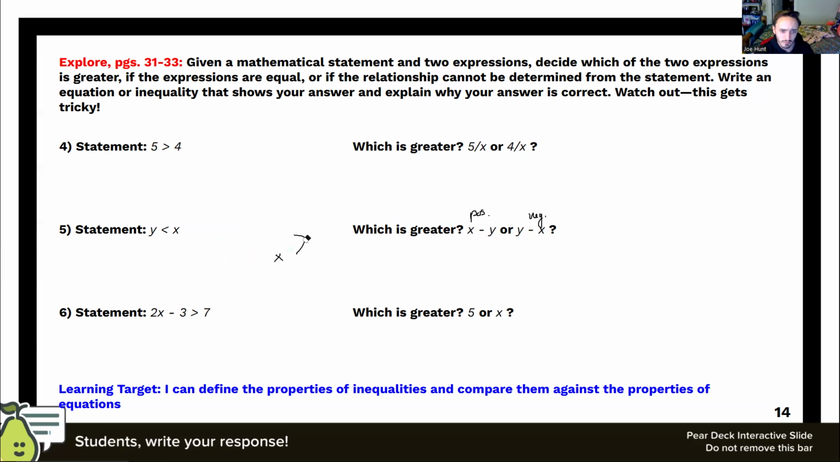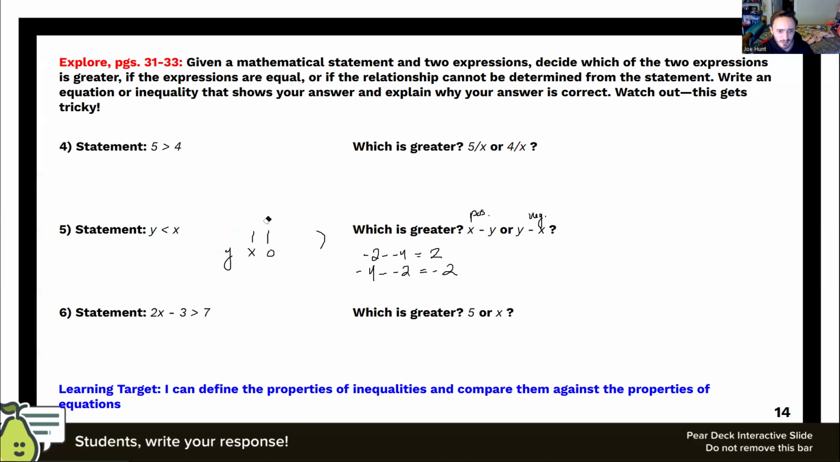But what if they're both negative? Let's say that instead of both being positive, x is a little closer to 0 than y. If I say x is negative 2 and y is negative 4 as an example, then negative 2 minus negative 4 is going to look like positive 2. And if I do it the other way around, negative 4 minus negative 2, that's going to look like negative 2, right? And 2 is greater than negative 2. So x minus y still turns out to be larger than y minus x.